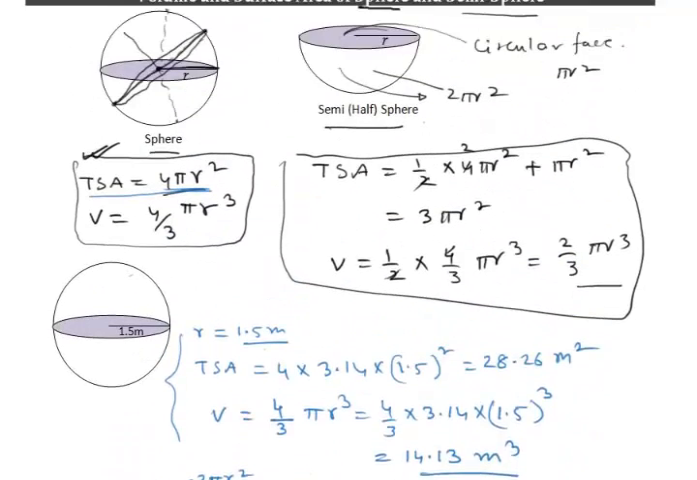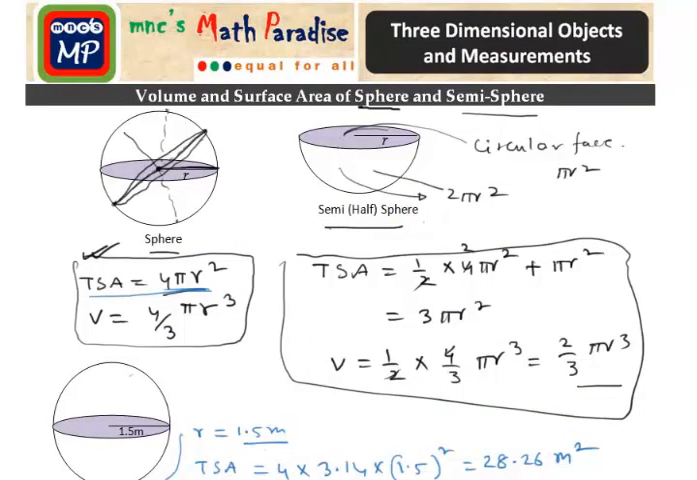So calculating the surface area and volume of sphere and semi-sphere is simple, just using this. We will remember these two formulas, and for semi-sphere we will work out from here because we can't remember all the formulas.